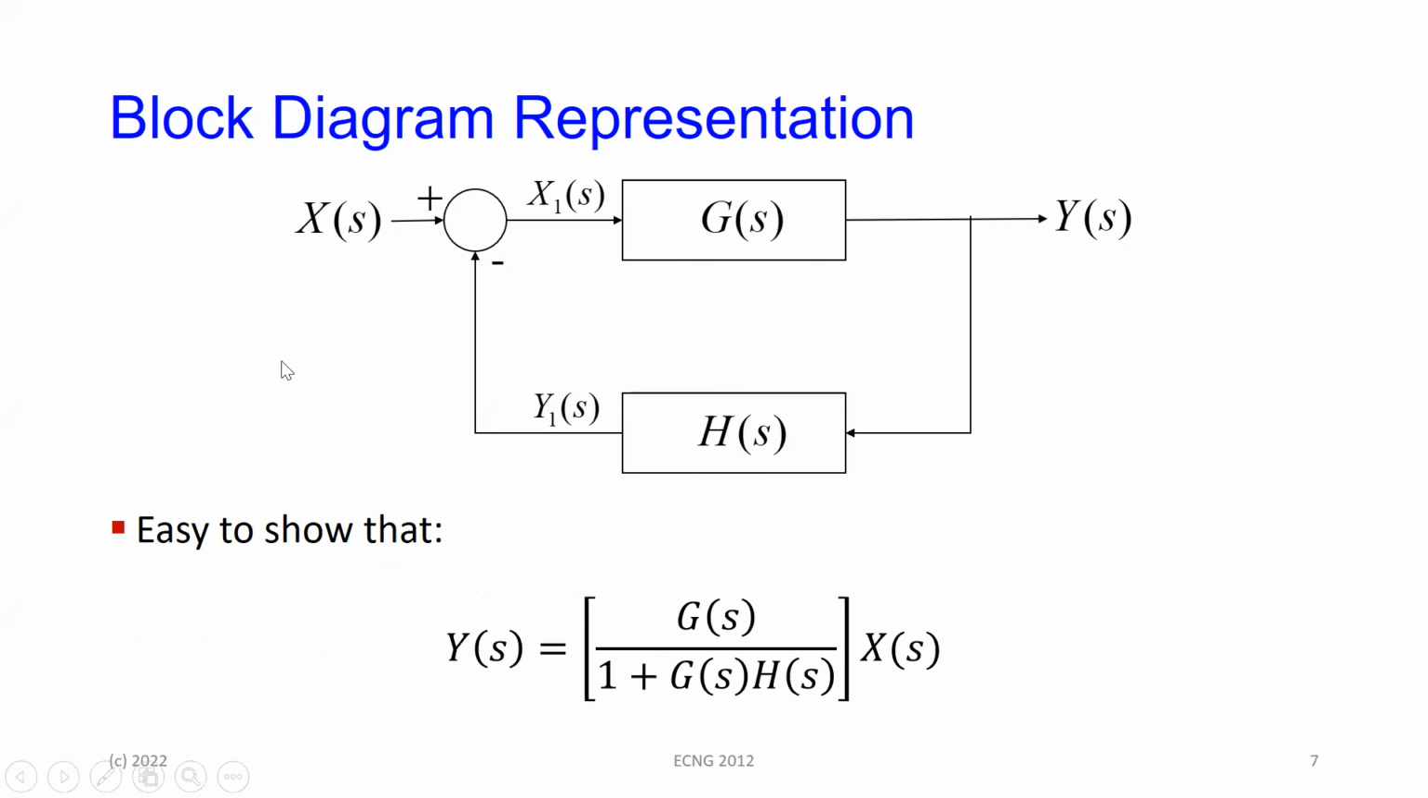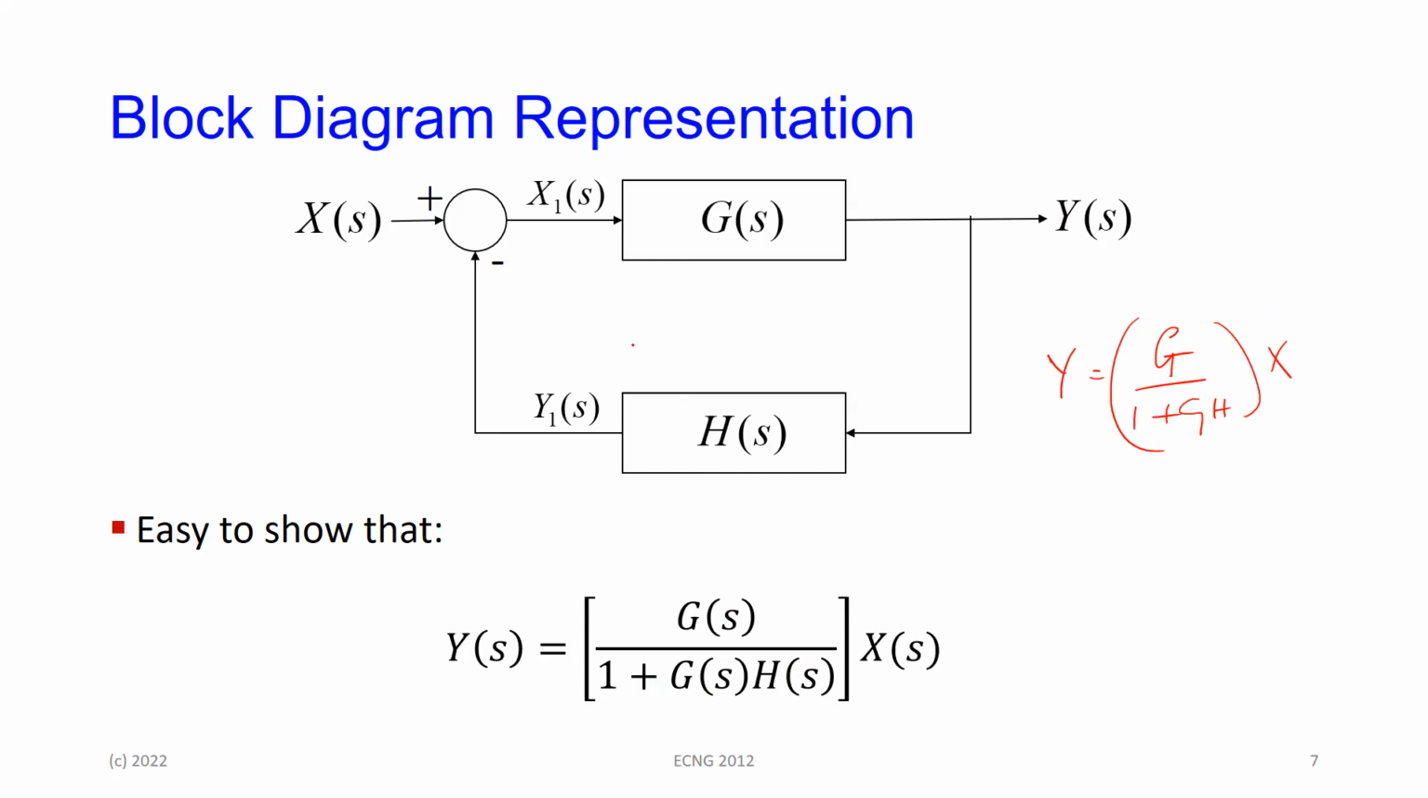So it's fairly easy to show, and we will do it formally in the other class, that the relationship between y and x is that y is G(s) over 1 plus G(s)H(s), or sometimes we simply shorten it, since we know that everything else is in the Laplace domain, that y is equal to G over 1 plus GH times x, where we understand that this means X(s), G(s), H(s), and so on.